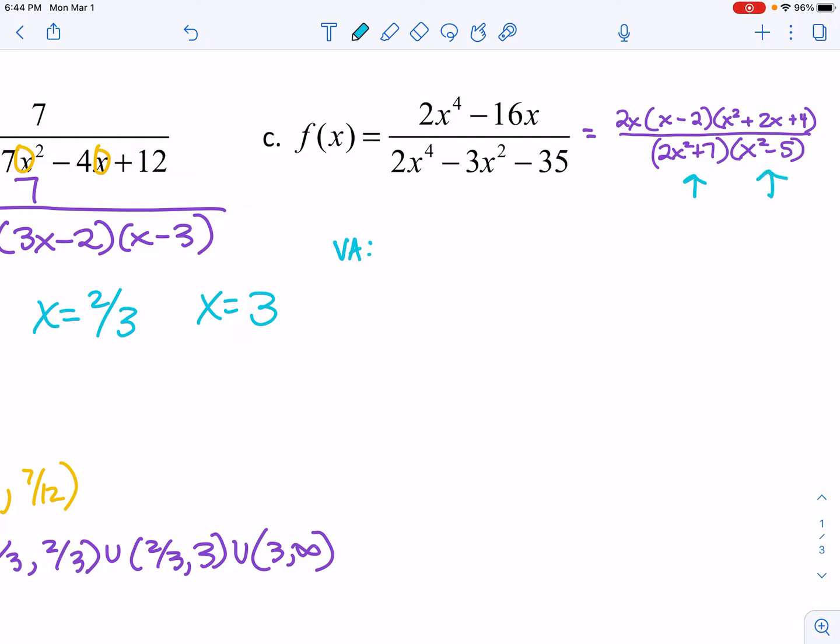But I also have another factor of x squared minus 5. Set it equal to 0. x squared equals 5. x is equal to the positive and the negative of the root of 5. Please be careful when you're taking the square root of numbers that you include both the positive and the negative. So technically we have a vertical asymptote at x equals positive root 5 and a vertical asymptote at x equals negative root 5. So still two vertical asymptotes.